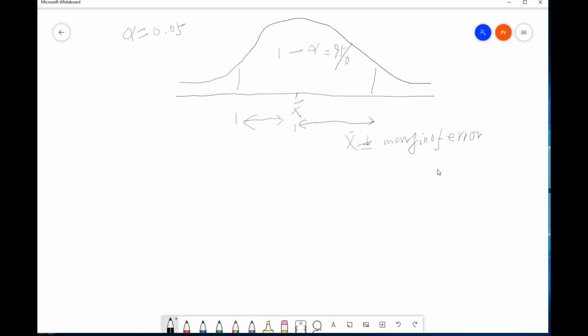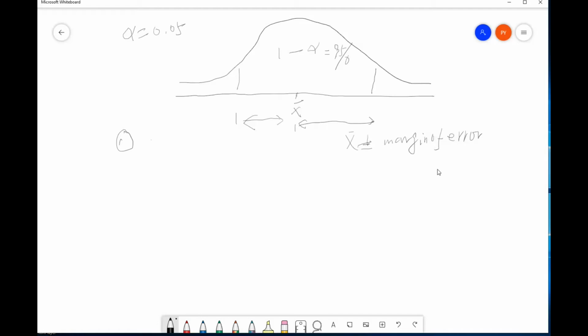Okay. So this is again, we are given alpha. We want to calculate the confidence interval. Suppose alpha is 5%, then the confidence interval will be 95%. It's 1 minus alpha. And so this region is x mean plus minus margin of error. To calculate the margin of error, we have two cases.